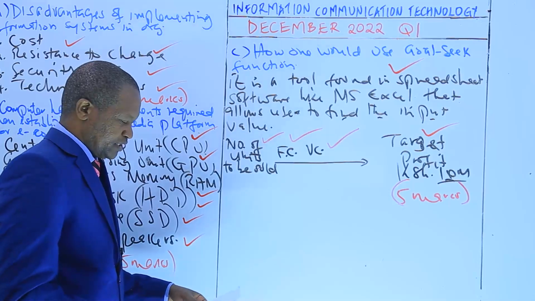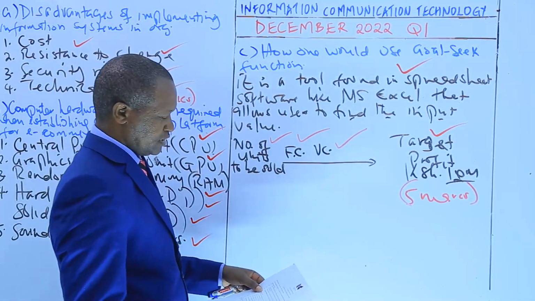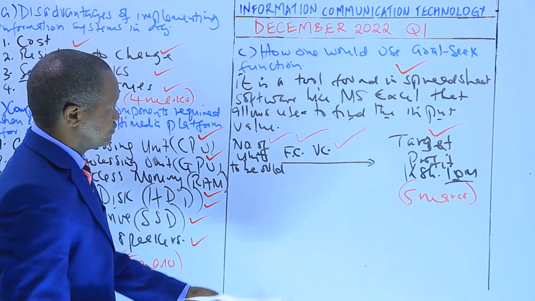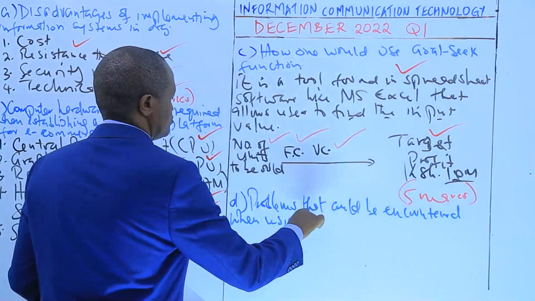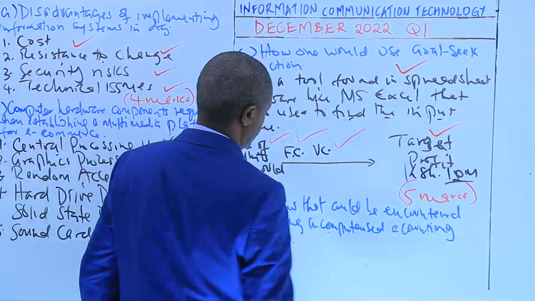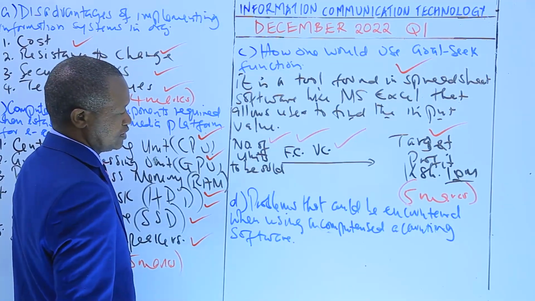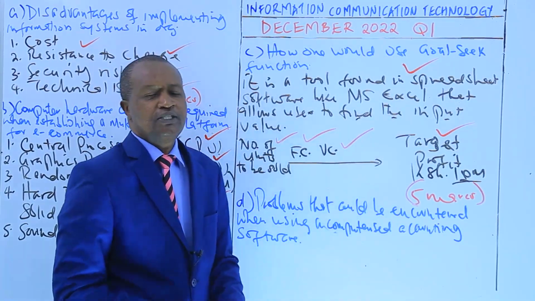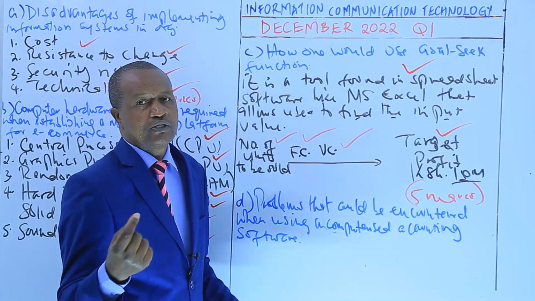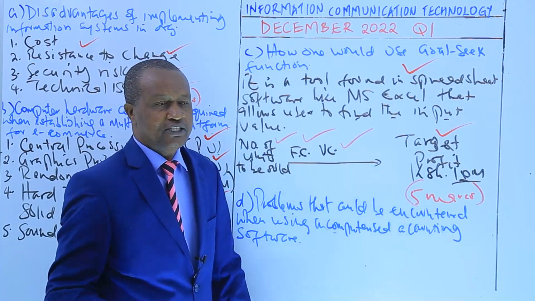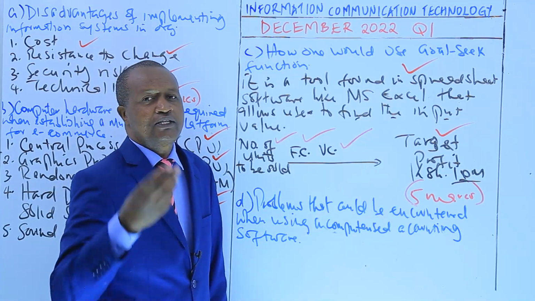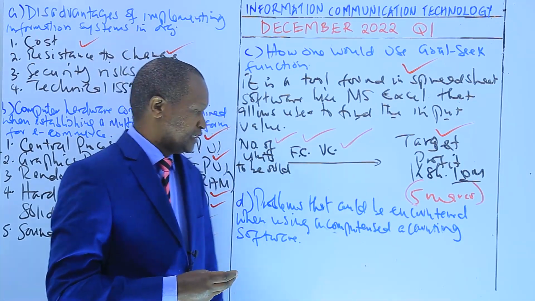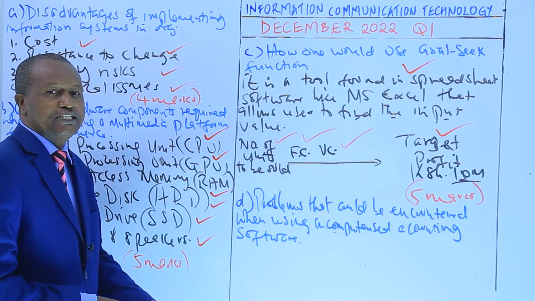I repeat, part D, explain 3 problems that could be encountered when using a computerized accounting software. The first problem is technical issues. The second problem is data integrity and security. Then the third one is learning curve and training.